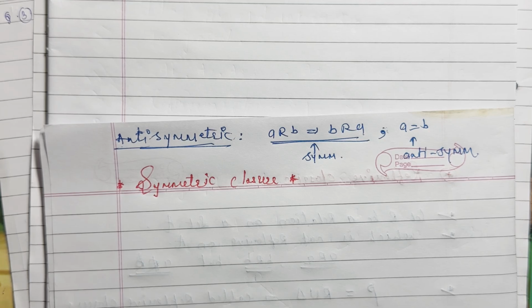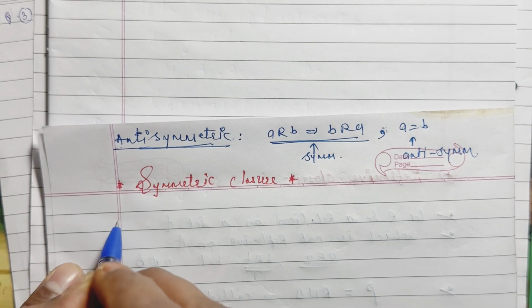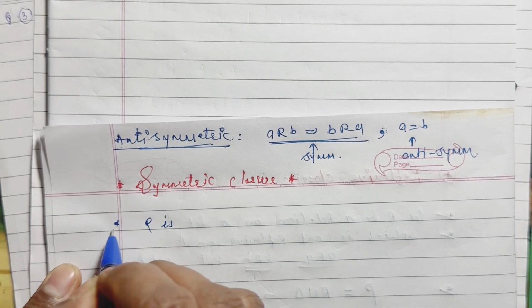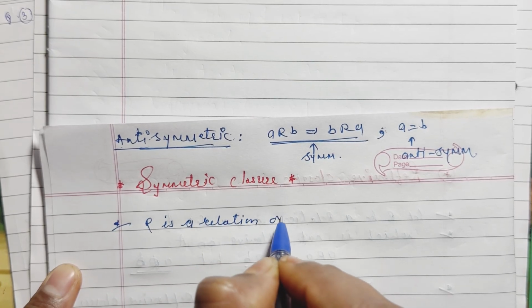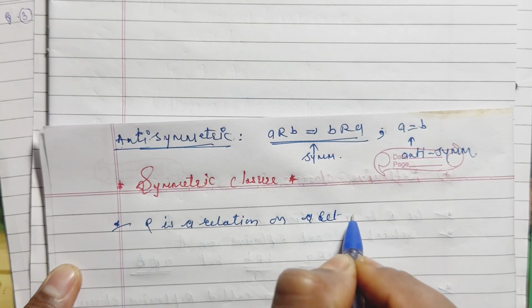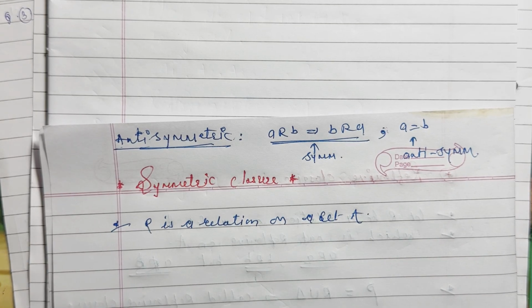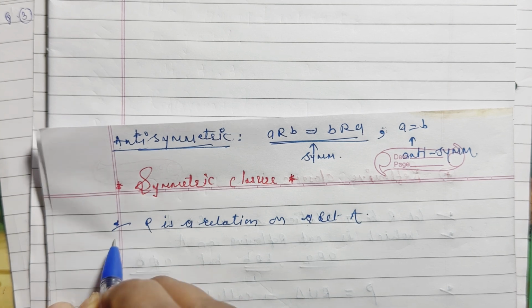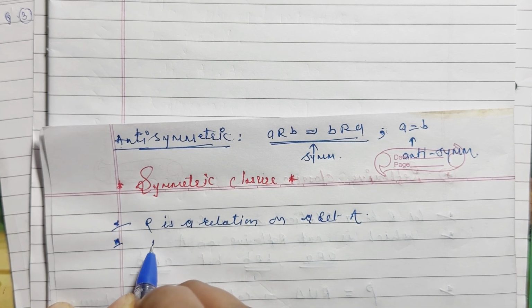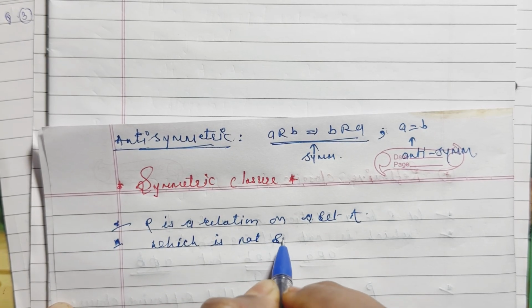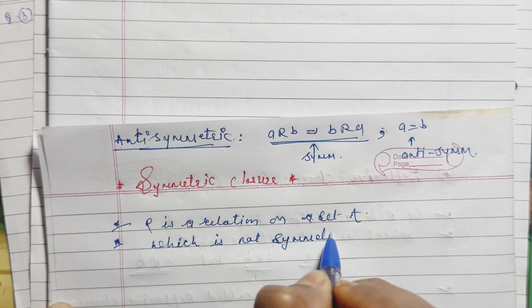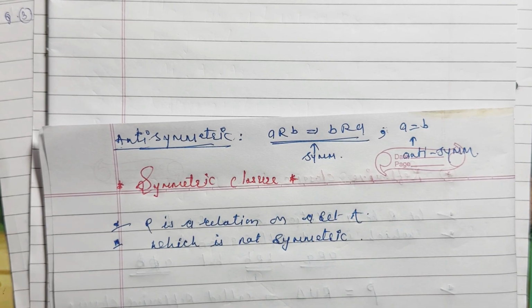First, what we have: R is a relation on a set A, and R is not symmetric. We have a set A, and R is a relation on set A, but R is not symmetric.